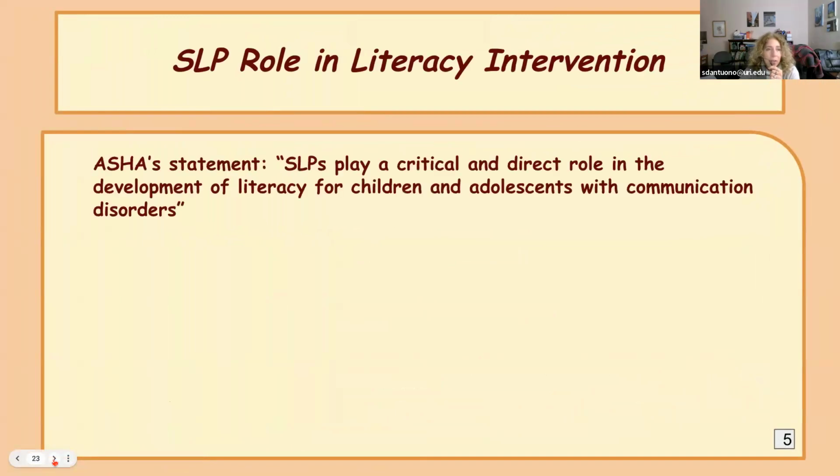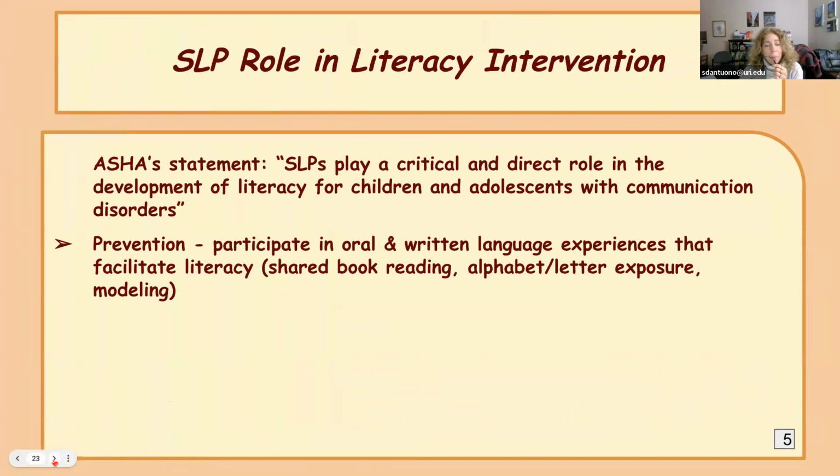Our role in literacy intervention. ASHA's statement is that SLPs play a critical and direct role in the development of literacy for children and adolescents with communication disorders. One of the things that people don't think about is prevention. Participating in oral and written language experiences that facilitate literacy, like shared book reading, alphabet letter exposure, and modeling, may prevent learning disabilities and literacy disabilities later on. So this is something that I am passionate about, but it is something that may be in the future for speech pathology.